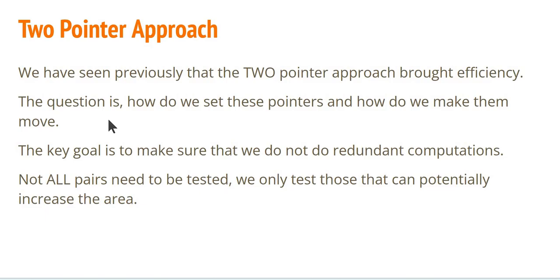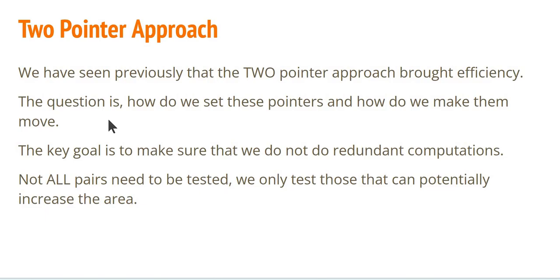However, the guiding light is still the same. Just like in a sorted list, we knew that, when I have a given sum, what do I need to do to increase the sum or decrease the sum? Basically, move the left pointer or the right pointer. In the same way, we will come up with a rule which will avoid redundant computations. Which means that we will not test all pairs of lines. We will just test those where we can potentially increase the area.